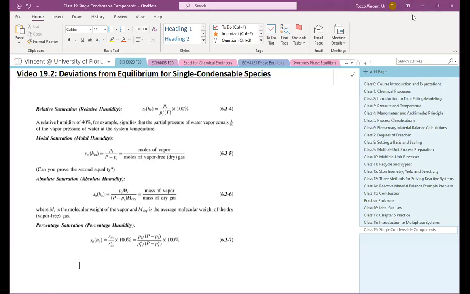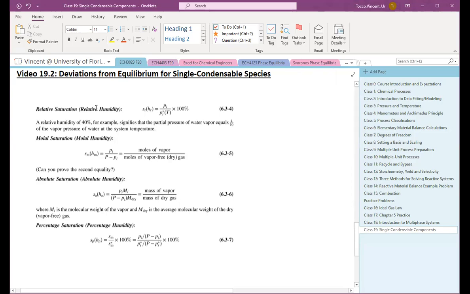In the last material and energy balances video, I described how Raoult's law can describe equilibrium for single condensable species. In this video, I wanted to briefly touch on some deviations from equilibrium that the problem statement could give you as a process specification for systems that are not at equilibrium. So I also said on the weather report, for example, when you're thinking about the humidity outside, that the system outside is not at equilibrium.